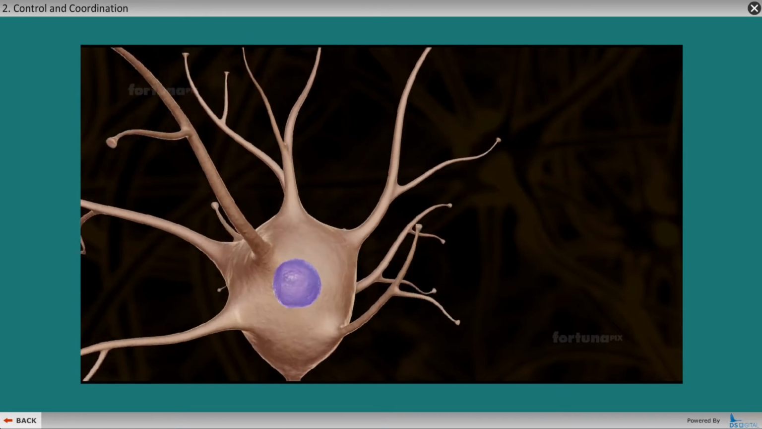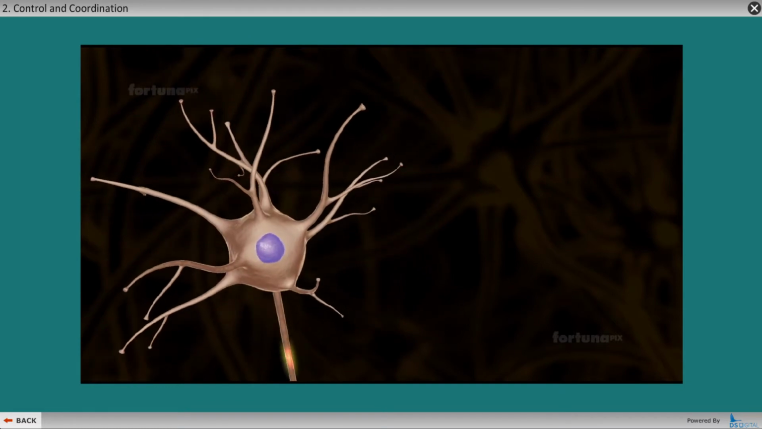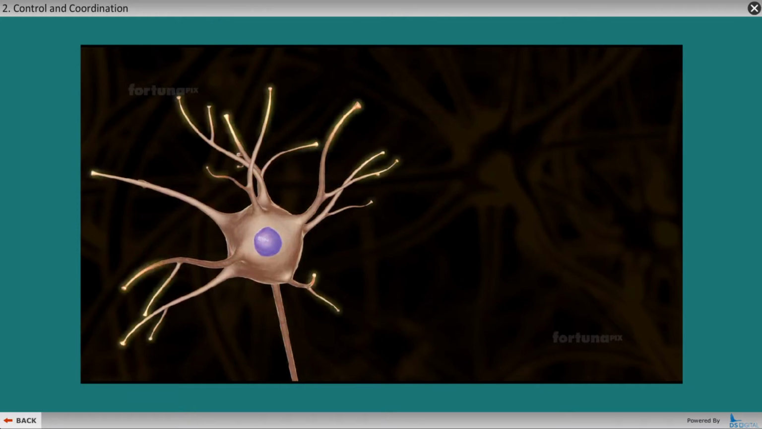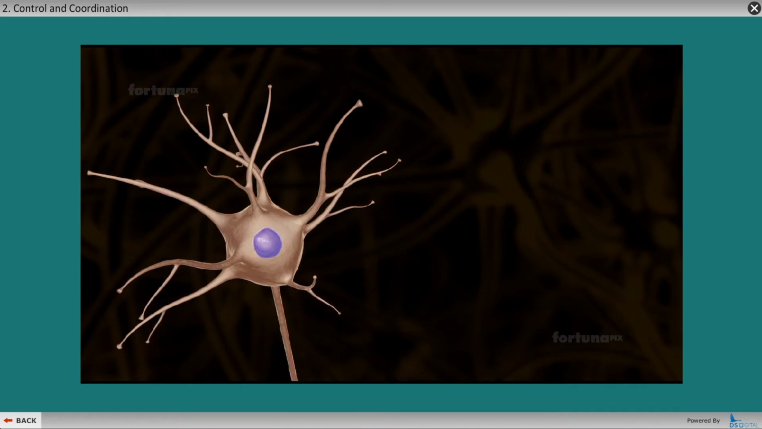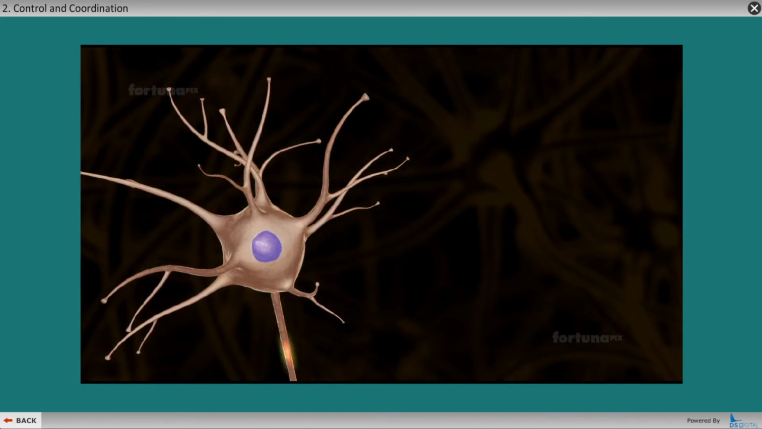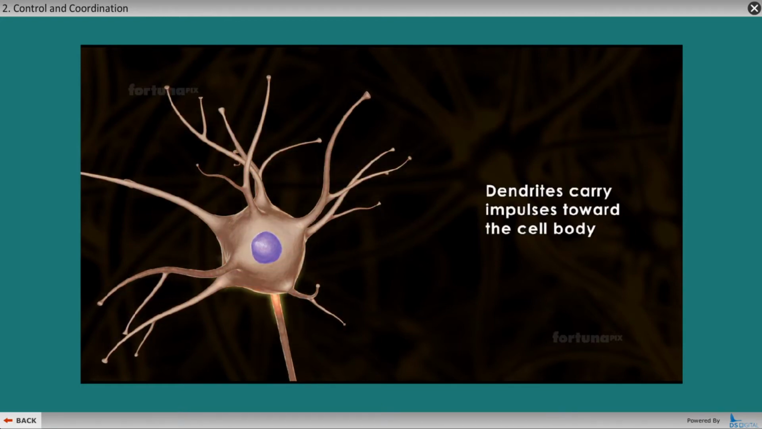Extending from the cell body are several short, branched extensions known as dendrites. These receive the neural impulses from receptors or from adjoining neurons, which allows them to communicate with nearby cells. It is only dendrites which carry impulses toward the cell body.